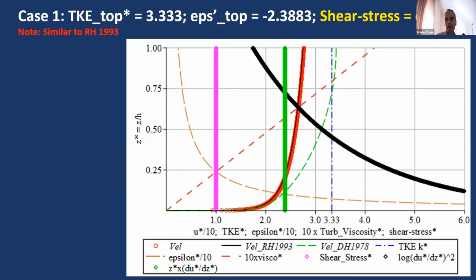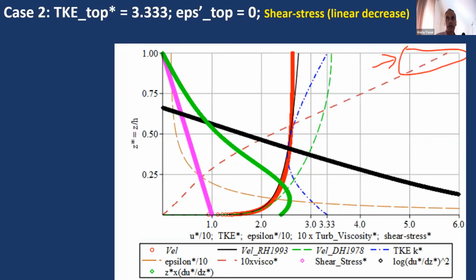So I have here different profiles for velocity, velocity simulated here, which is coincident with the velocity of RH93, because it's the same assumptions, and the velocity of Davenport and the 78, and also the other variables, as you can see.